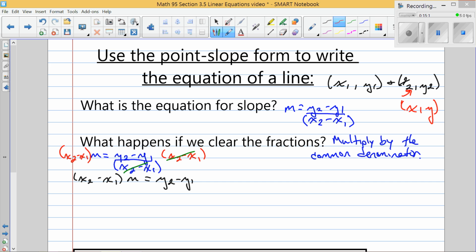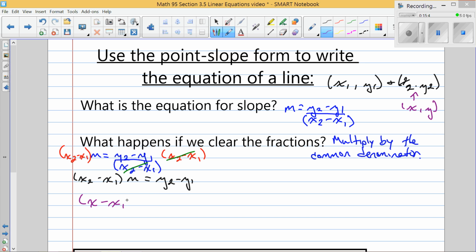So I'm going to rewrite my equation down here. Actually, let me not do this in red. Let me do it in purple so it's a new color. So I'm going to rewrite this ordered pair as just x, y. So I'll do that down here. I am left with then, if I do that, x2 minus x1 times my slope. I don't want the 2 anymore. I just said that.